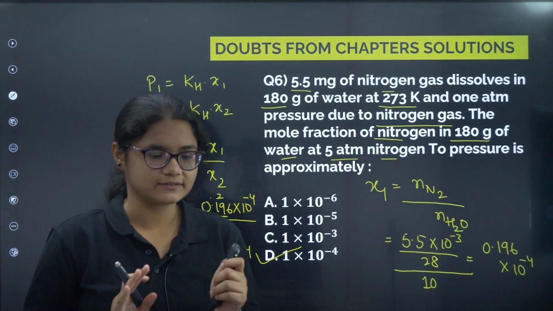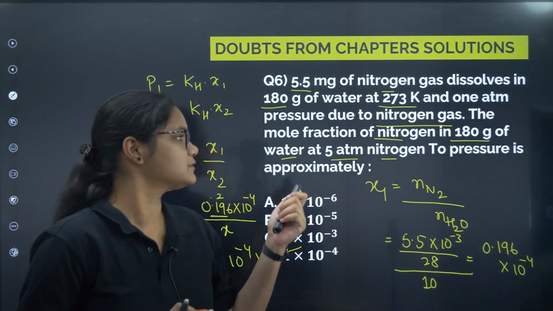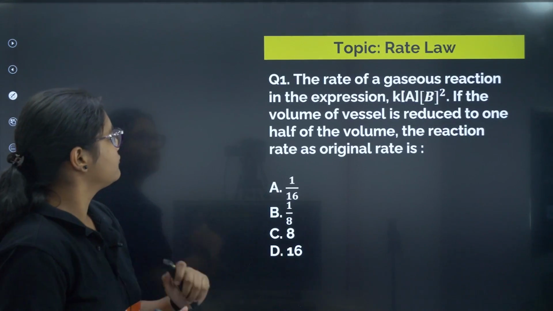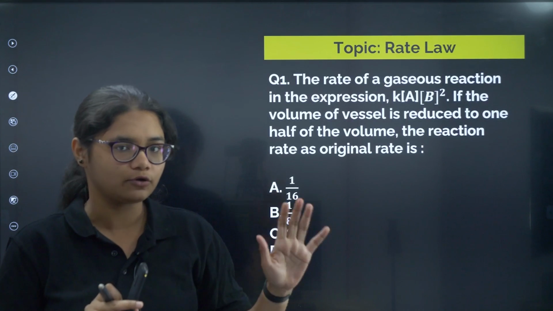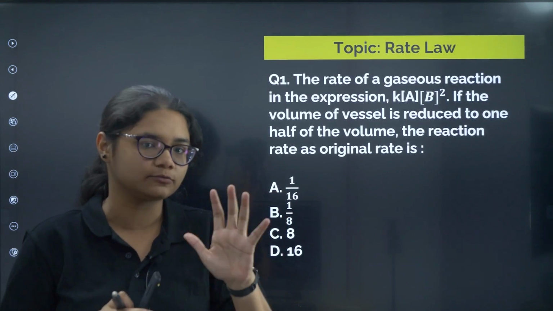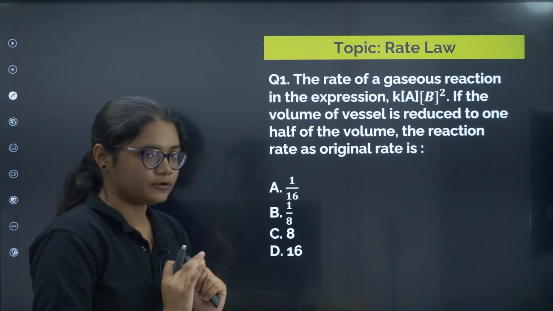Now we are done with the solutions. We'll go to the chemical kinetics important questions. The first one is a question from rate law. I have also divided these questions based on the topic so that we can know which topic has to be focused on more. So the first topic is rate law.